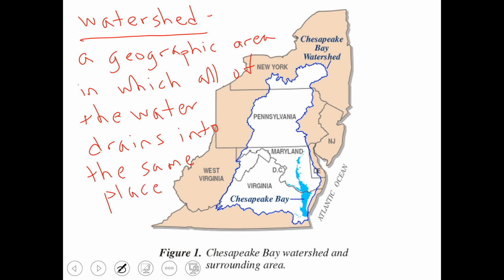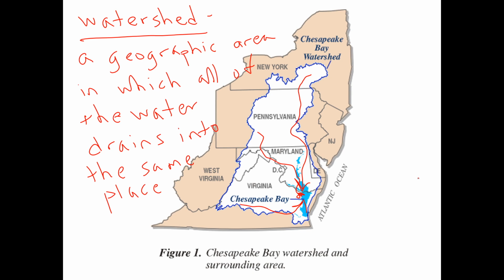So here in this picture, we're seeing the Chesapeake Bay watershed. It's this geographic area where all of the water, even if it's up here in this part of New York, eventually makes its way down into the Chesapeake Bay. So anywhere in this area, because of the topography of the land, that water is going to make its way into the Chesapeake Bay. And with it will carry some pollution.